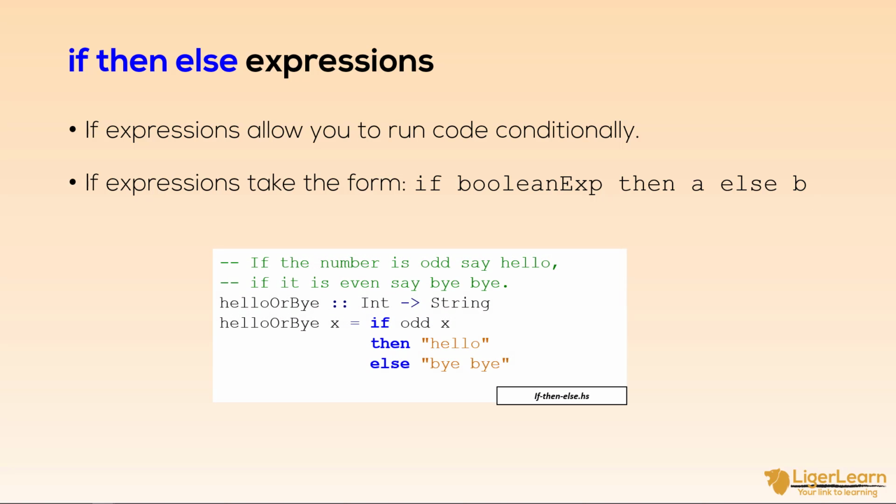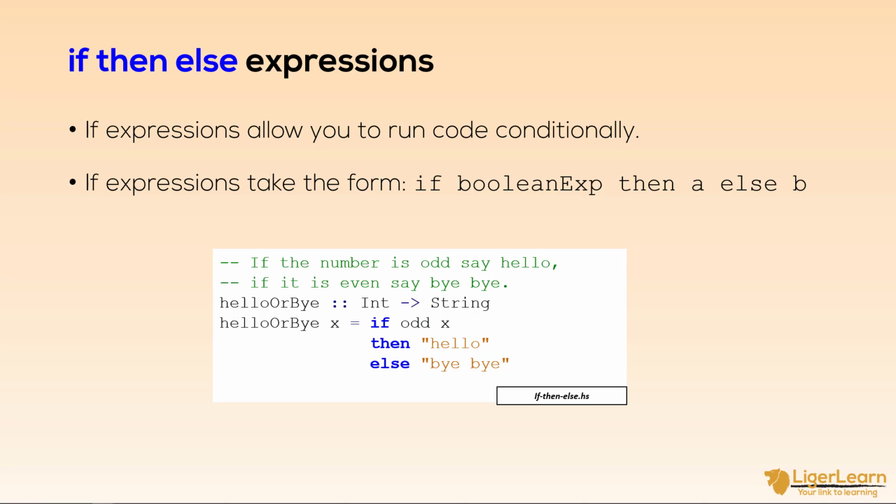This function takes in an int, and if it is odd, we return the string hello, and if it is even, we return the string bye bye. So the type signature is defined that we take an int and return a string. And the body of the function is defined so that if the call to odd x returns true, then it returns hello, and otherwise it returns bye bye. Odd is an inbuilt function which returns true if the number is odd.